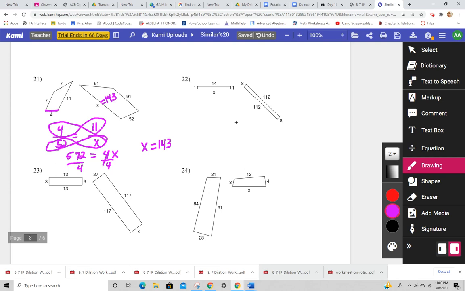Okay, so let's look at this one here. It looks like they multiplied 1 by 8. 1 times 8 will give you 8. So 14, let's see, 14 times 8, does that give us 112? And it does. So that means this one's also 14, because this is 112.